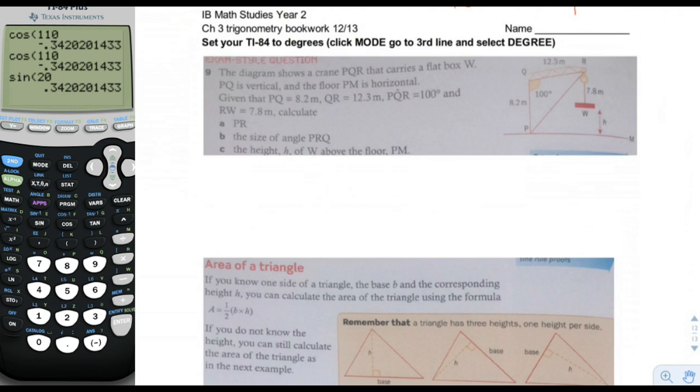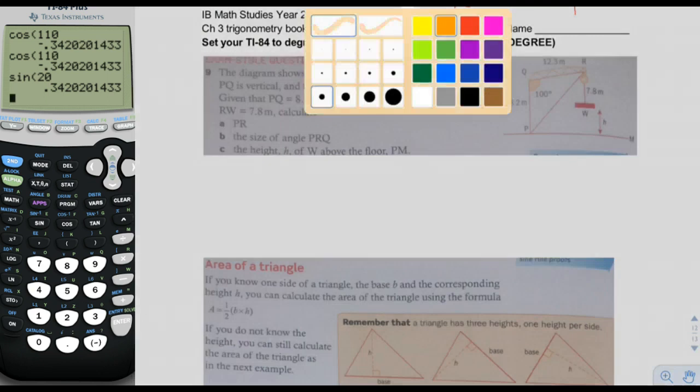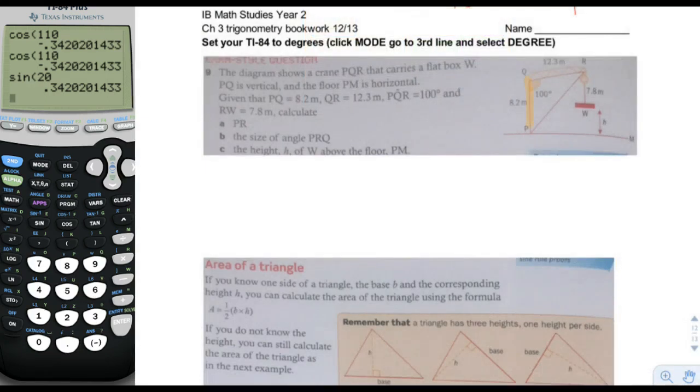And they drew the picture all for you, so it's almost like you don't even have to read it. But they might have some information there that's useful, so it's good to read it sometimes. Okay, so let's mark what we know in orange. So we know this, and we can see it's not a right angle, right? Because they gave us the angle right there. We know this. And they want to know this.